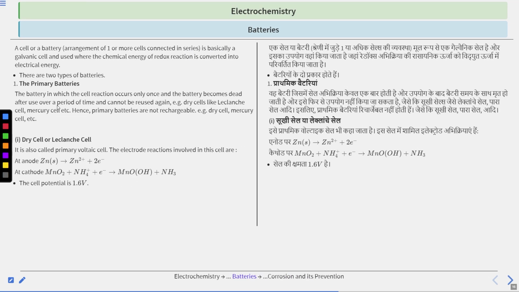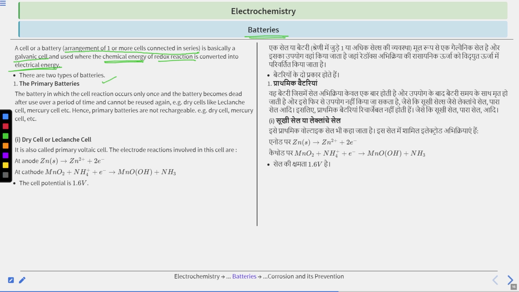So let's move on to our next topic, that is batteries. A cell or a battery, an arrangement of one or more cells connected in series, is basically a galvanic cell and used where the chemical energy of a redox reaction is converted into electrical energy. So a battery is basically a galvanic cell in which chemical energy is converted to electrical energy.